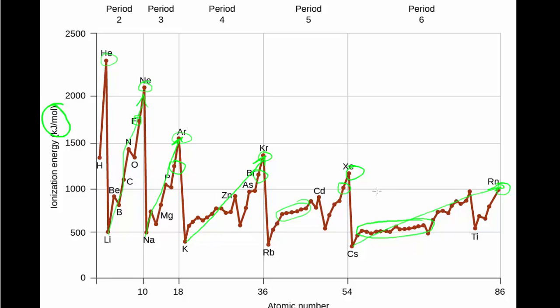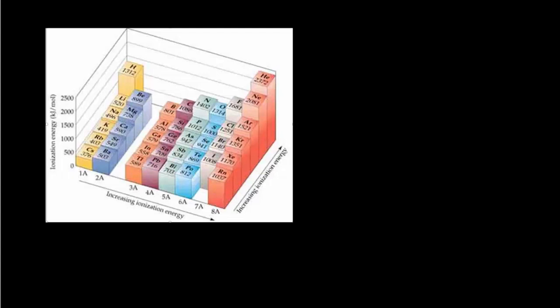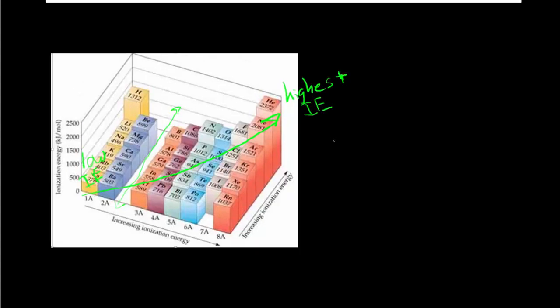Let's put that in perspective with a bar graph. Here's a bar graph showing the same data, although we've left out all those elements in the middle where it was relatively flat: the transition elements, the lanthanides, and the actinides. You see that there's a clear pattern here, although there are some blips. Ionization energies are low over here in this corner of the periodic table. So this is low ionization energy. And we move up to this upper corner where helium is. That's where the highest ionization energies are.